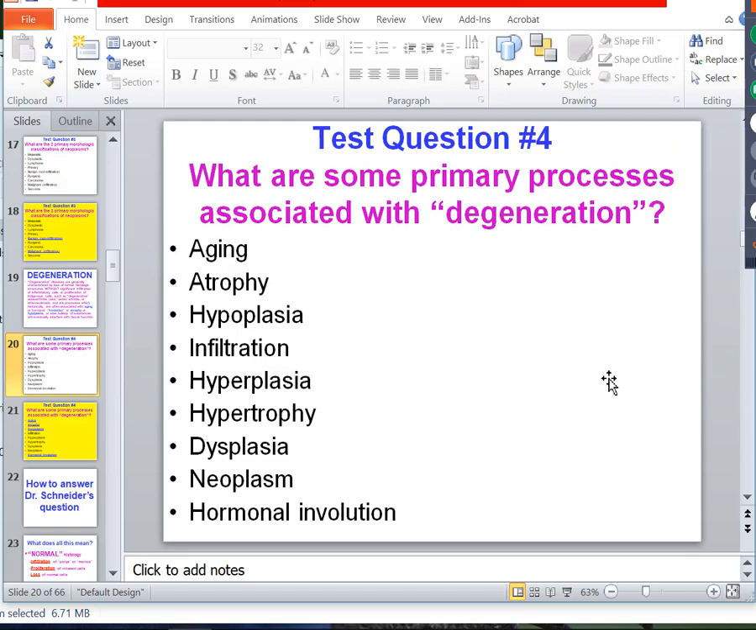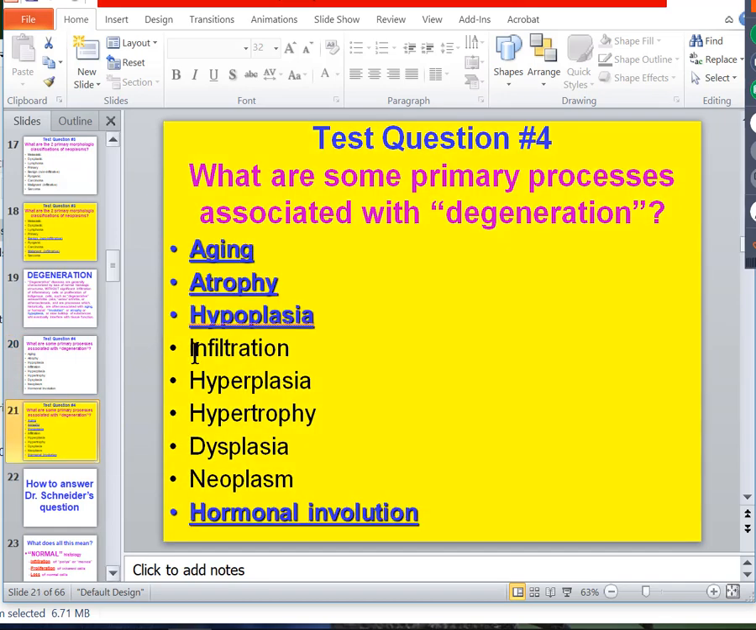So once again, we're going to ask you test question number 4, because I know you got the first 3 questions right. What are some of the primary processes associated with cell loss, or what we call degeneration? And look, it looks like there's a lot of things here that you might want to pick out. There's probably going to be more than 2, but the answer is aging, atrophy, hypoplasia, which we will define in the next webinar, but it's basically a lack of cells, a fewer number of cells due to a wide variety of reasons, normal and abnormal, and hormonal involution.